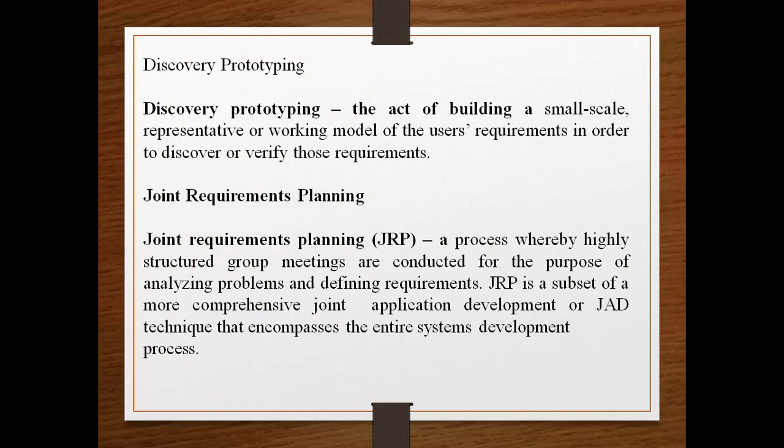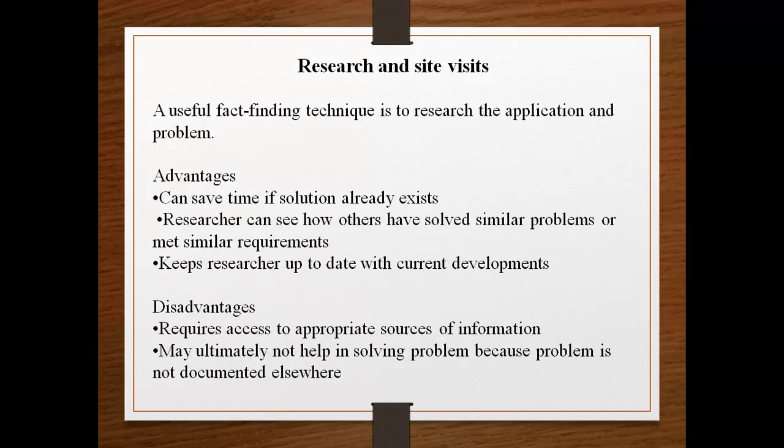Discovery prototyping: the act of building a small scale representative or working model of the user's requirements in order to verify those requirements. Joint requirement planning, also called JRP, is a highly structured group meeting conducted for the purpose of analyzing problems and defining requirements. It is also a subset of the more comprehensive joint application development, that is JAD, which encompasses the entire systems development process. Then next is research and site visit.